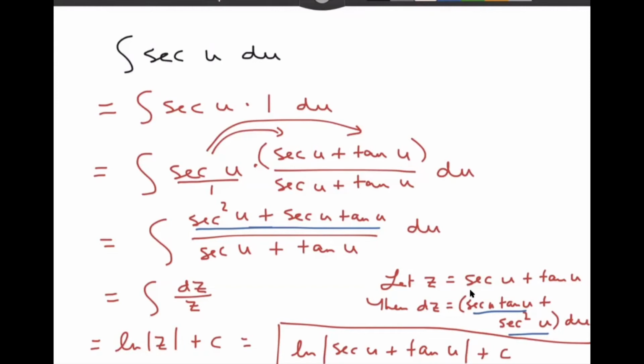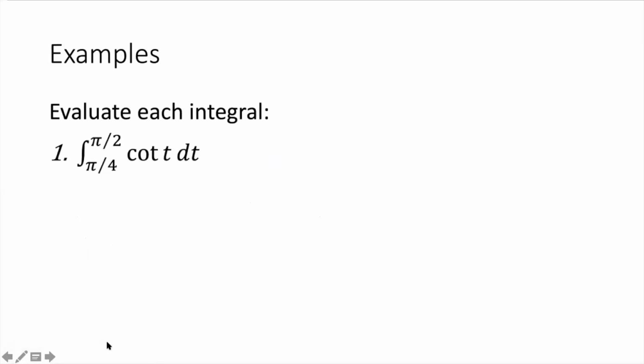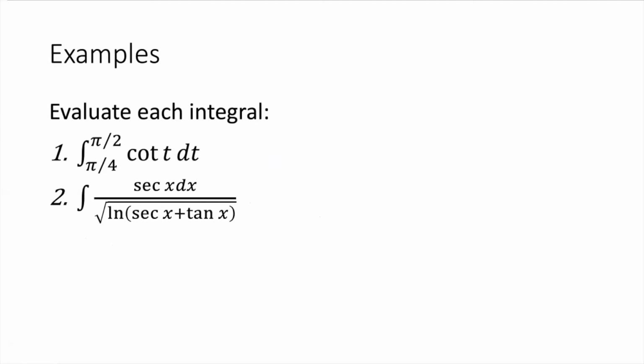All right, so back to the presentation. And we have another couple of examples. All right, so let's look at these. The integral from pi over 4 to pi over 2 of cotangent t dt. And then we have the integral of secant x dx over the square root of natural log secant x plus tangent x. All right, so let's go back to the tablet.